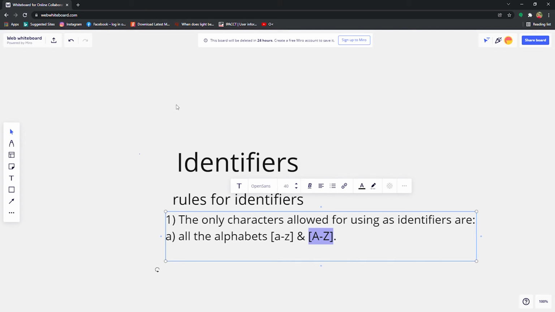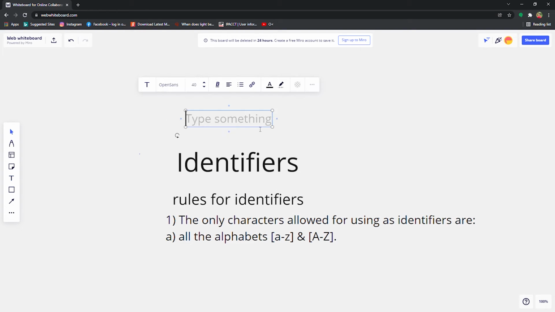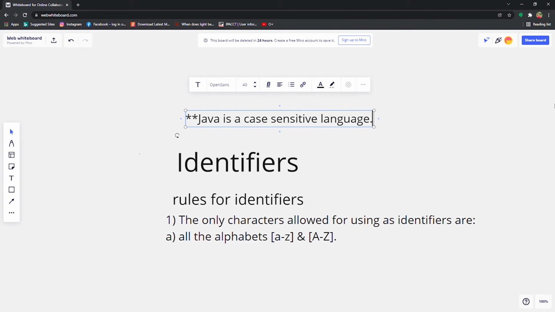Before identifiers, I'm quoting this. If you're making some notes, then write this with double star: Java is a case sensitive language. Examples: lowercase a, b, c, and so on up to z.